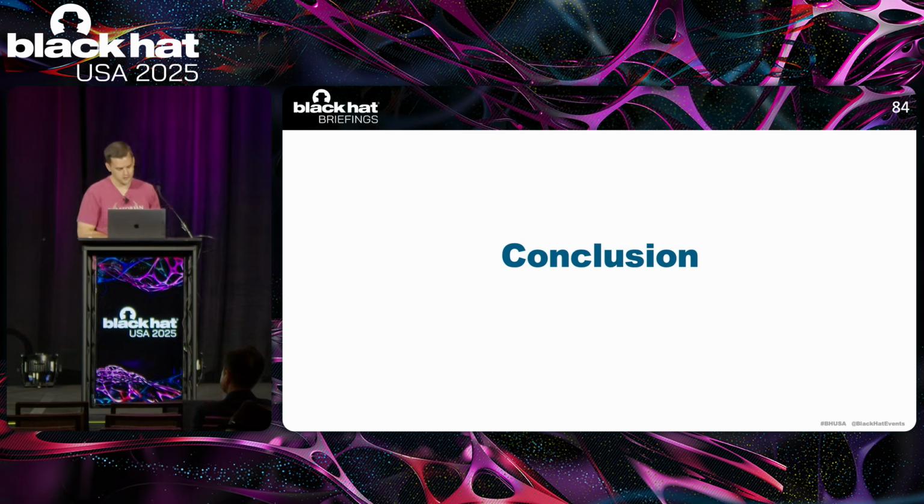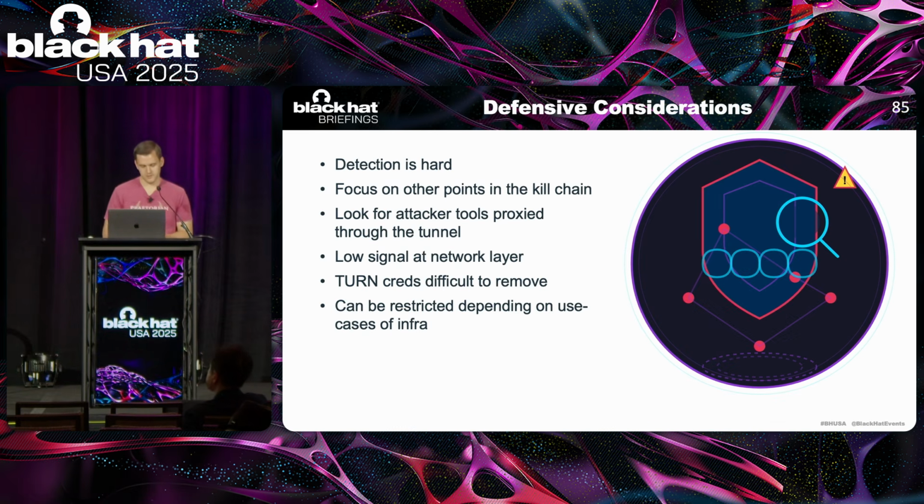And so just for a quick conclusion, I want to talk a little bit about different defensive considerations and potential ideas for future work here as well. I think from a network level, detection is quite hard. So I'd recommend focusing on other areas of the kill chain. Don't focus on detecting someone using this as a tunnel, focus on detecting other tooling that's being run through this infrastructure. Also, the TURN credentials are going to be difficult to remove in most cases because they're used legitimately within the infrastructure, but they can be restricted in some cases like Zoom.